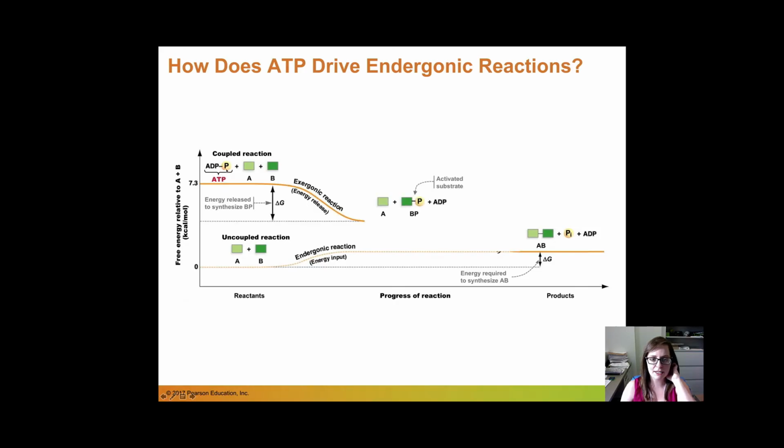So what's going to happen is ATP is going to be hydrolyzed, and the loss of that phosphate is going to get stuck to this substrate B here. And so we're going to end up with this activated substrate BP. This BP has higher potential energy than the reactant that's just B. Then this phosphate's going to pop off, and A and B are going to be allowed to join. So then you're going to have your product here, but you didn't have to input any energy. You just spent the energy of ATP to allow this reaction to occur.